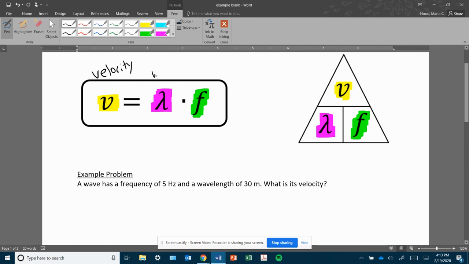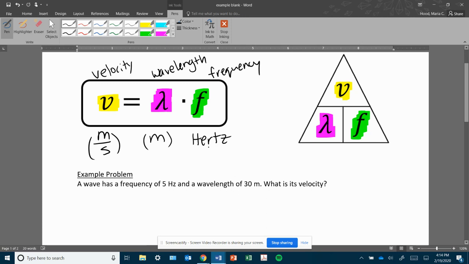And that's equal to our wavelength times the frequency. So the velocity of a wave is how fast a wave is traveling, and that's measured in meters over seconds. The wavelength is the distance between a point on one wave and the same point on another wave, and that's always measured in meters. The frequency is the number of waves passing a point in a given amount of time, and that's measured in hertz, which we abbreviate Hz.